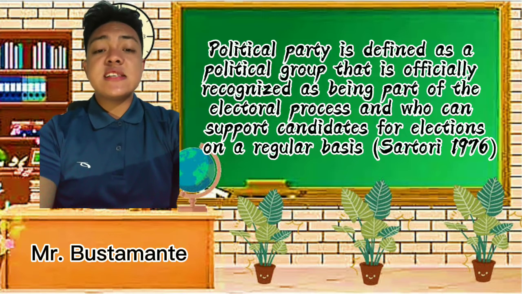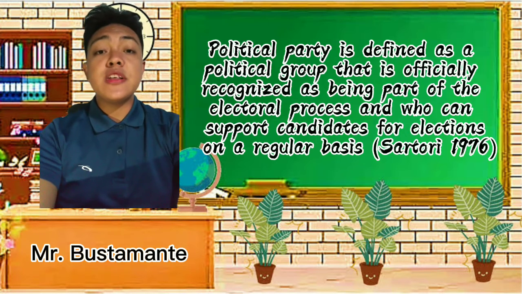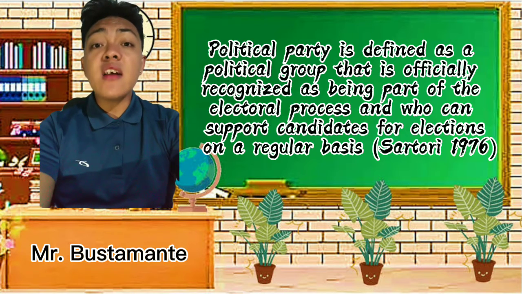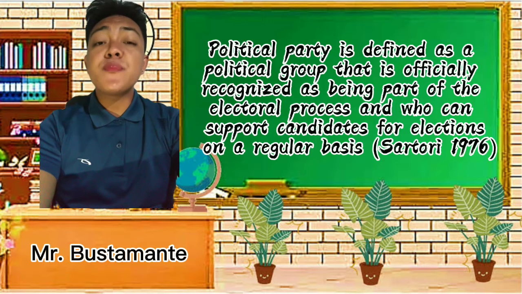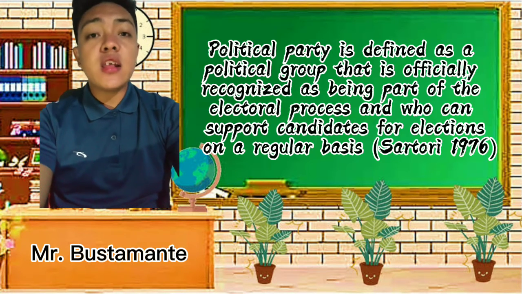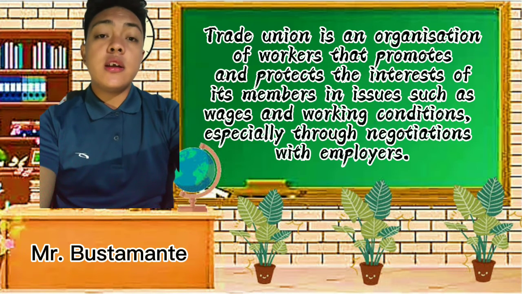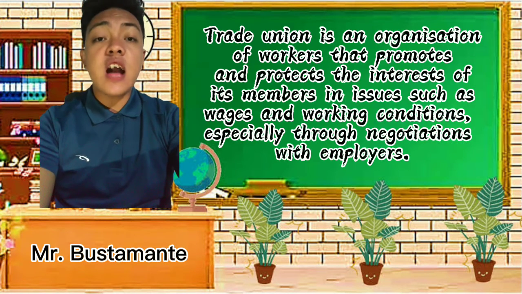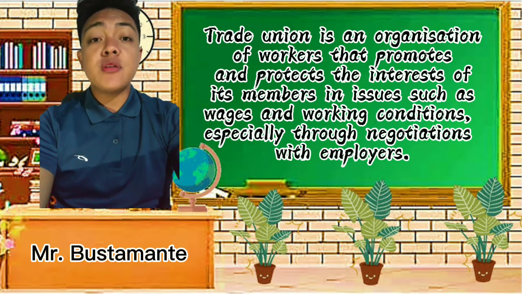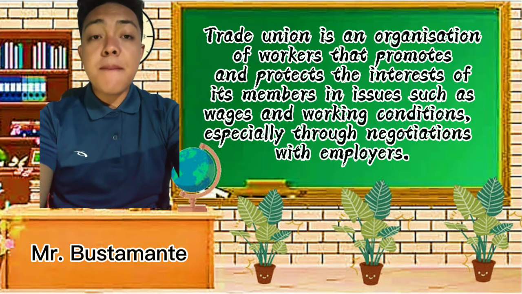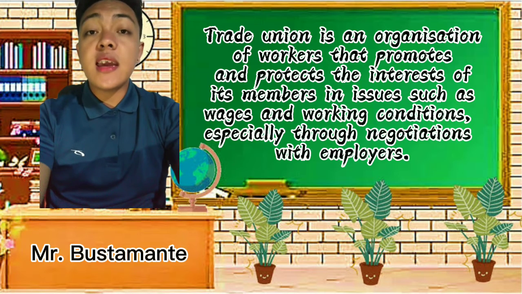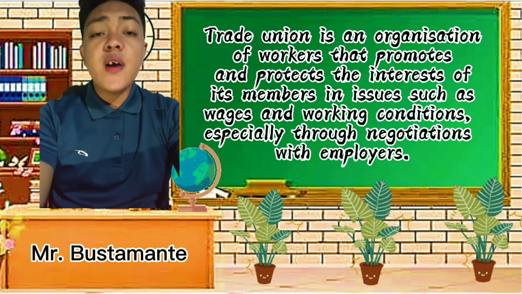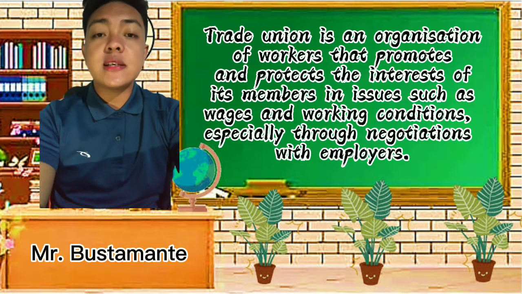Sartori in 1976 said that a political party is defined as a political group that is officially recognized as being part of the electoral process and which can support candidates for elections on a regular basis. Trade union, in the definition of the South African government, is an organization of workers that promotes and protects the interests of its members in issues such as wages and working conditions, especially through negotiations with their employers.